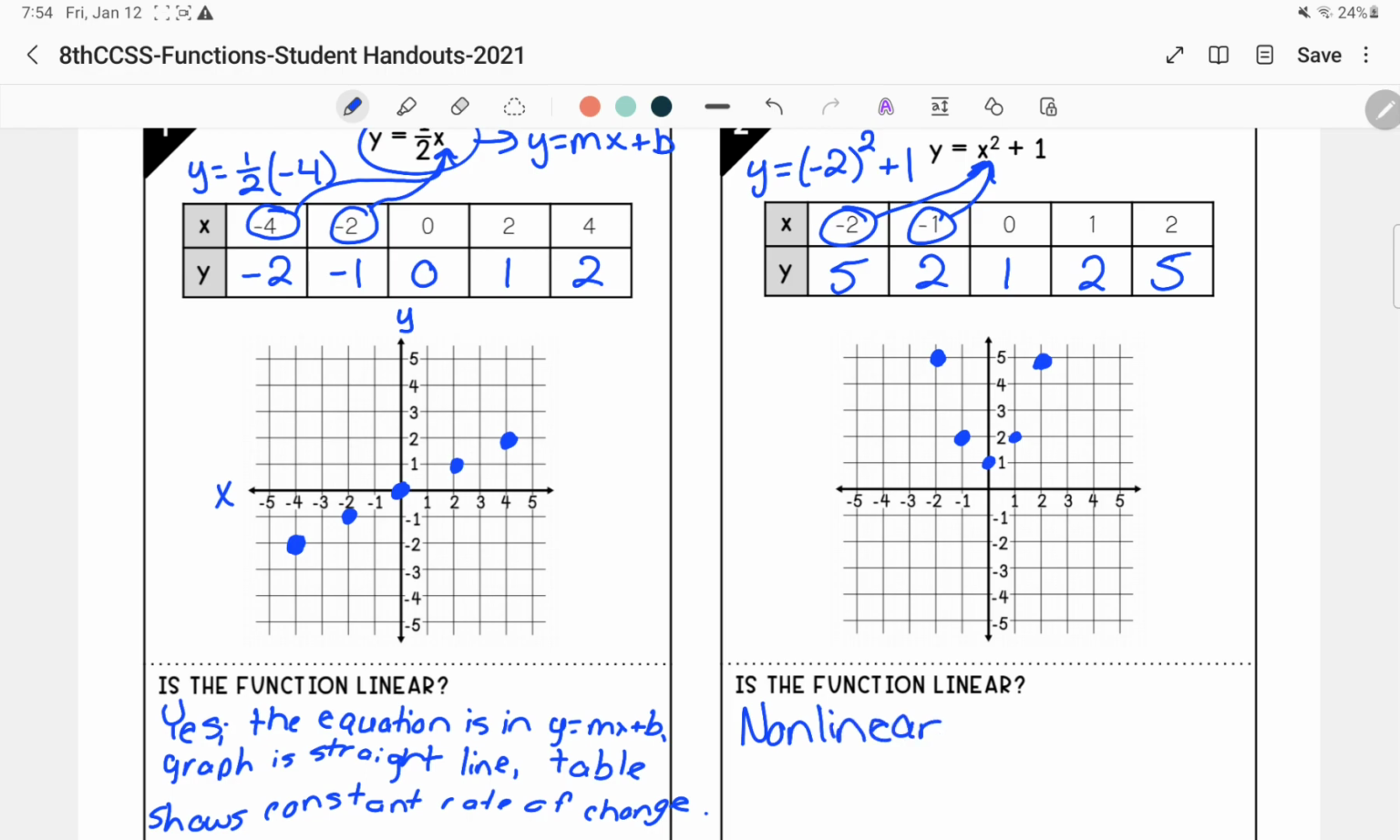And again, down here, I'm not going to write it all out, but we could say the exact opposite as last time. No constant rate of change, no y equals mx plus b, no straight line. I'm just going to say does not form a straight line.